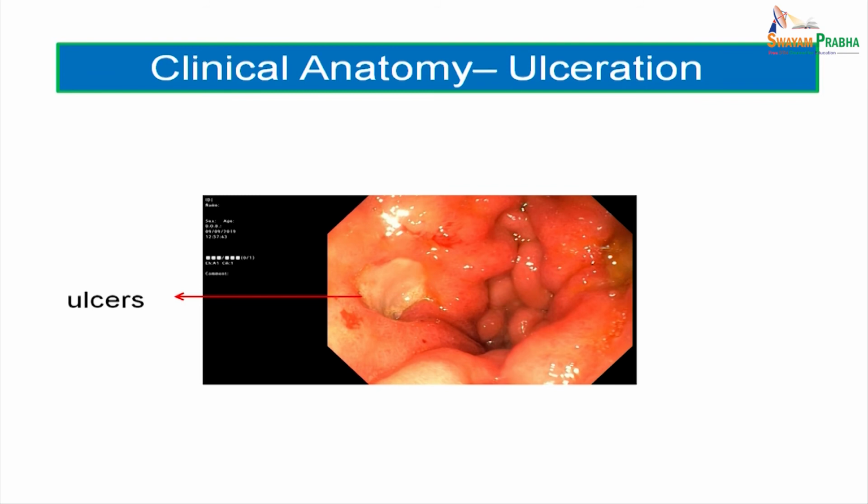Thus, by knowing the blood supply and by knowing the proximity of the first part of the duodenum to the stomach, we see why the first part of the duodenum is more prone to ulceration. This is a picture which shows an ulcer in the first part of the duodenum.